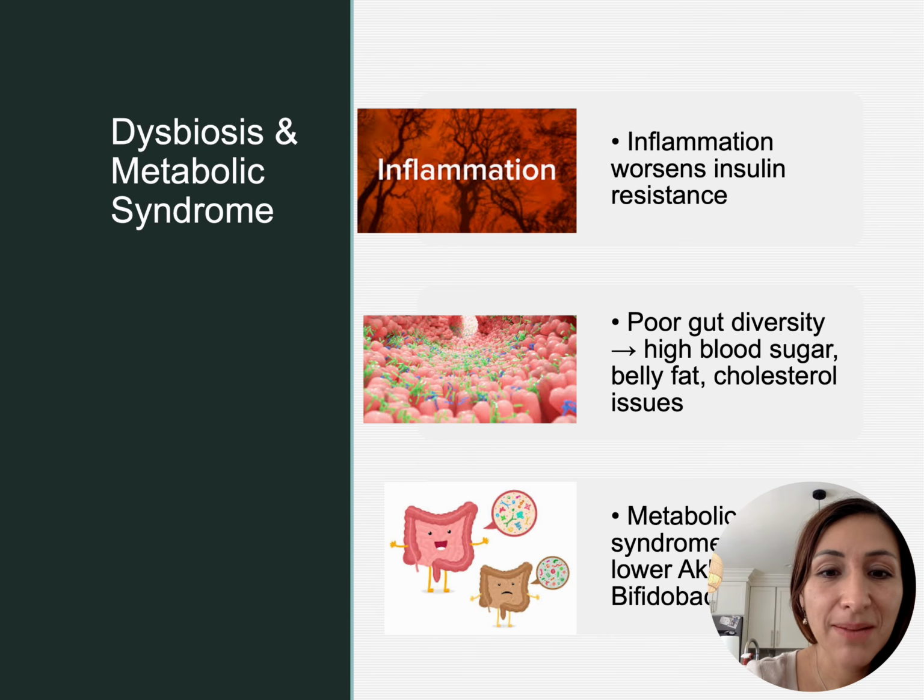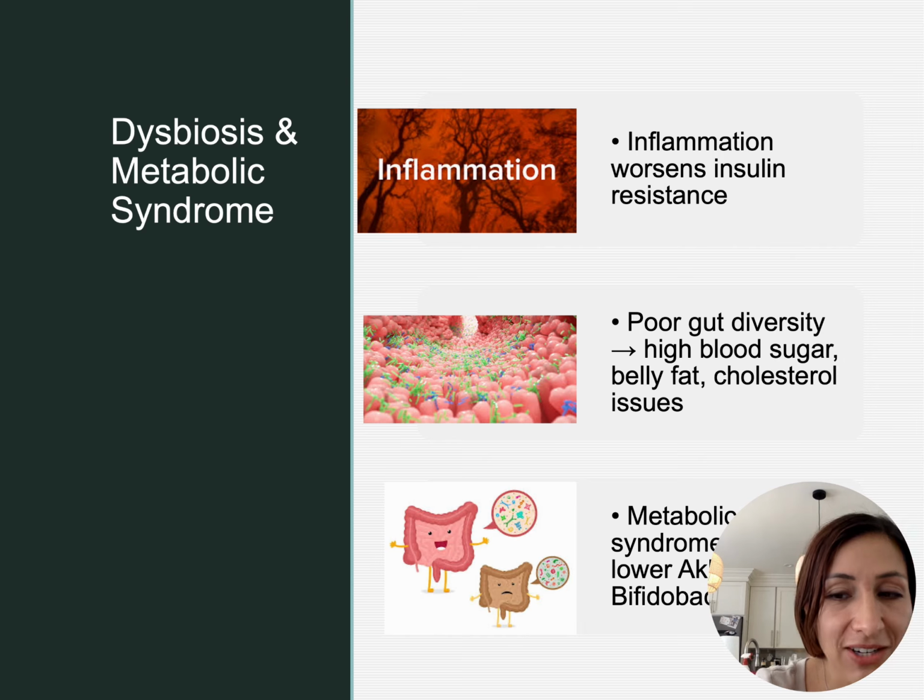So dysbiosis and metabolic syndrome. This is why dysbiosis matters. It's directly linked to metabolic syndrome. The inflammation it causes is worsening insulin resistance. Poor gut diversity is tied to high blood sugar and belly fat. And studies show patients with metabolic syndrome often have lower levels of beneficial bacteria like Akkermansia and bifidobacteria.